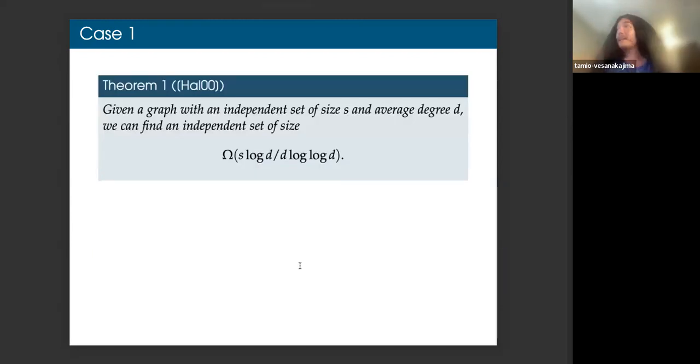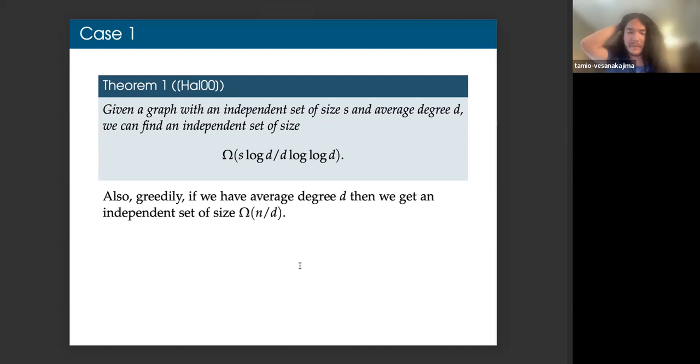Can we find it? It turns out we can, because by a theorem from Halldórsson in 2000, if I give you a graph that has an independent set of size S and average degree D, you can find an independent set of size S log D over D log D. Also, pretty easily, if we have average degree D, you can also get an independent set of size omega n over D. This is needed for a special case, but I won't get into it very much.